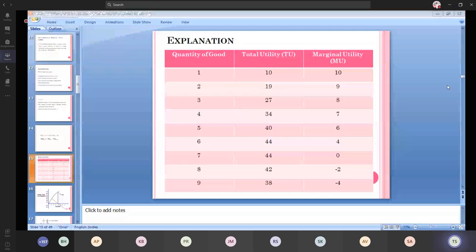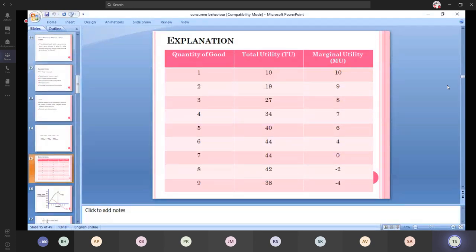So on the 7th unit, there will be no change in the total utility because the satisfaction stops. That is, the consumer doesn't receive any satisfaction from the commodity because he is continuously purchasing it. So at the maximum point of the total utility, there will be no marginal utility. That is 44 minus 44 is equal to 0. When the total utility reaches the peak point at that unit, the marginal utility reaches 0.